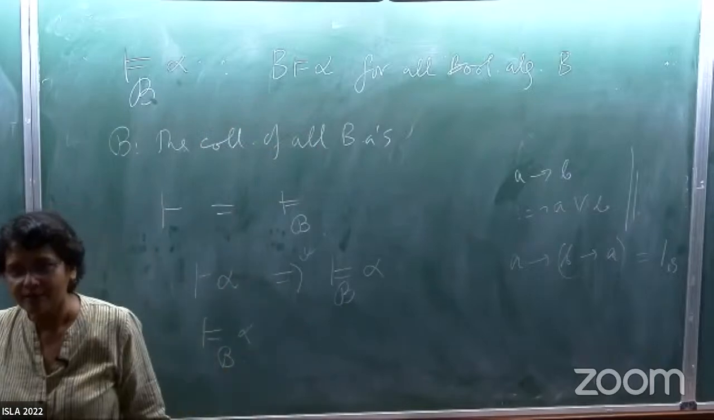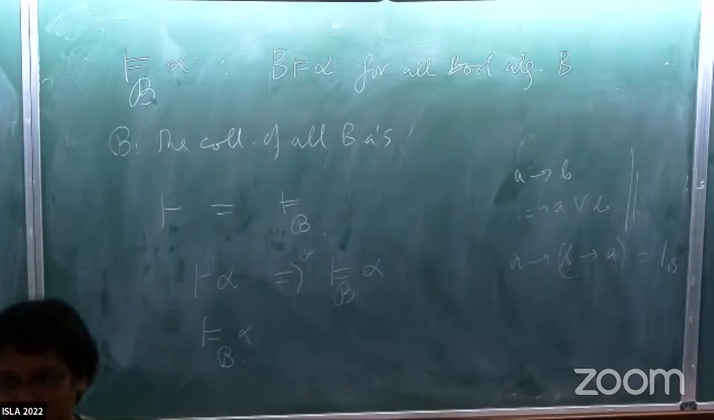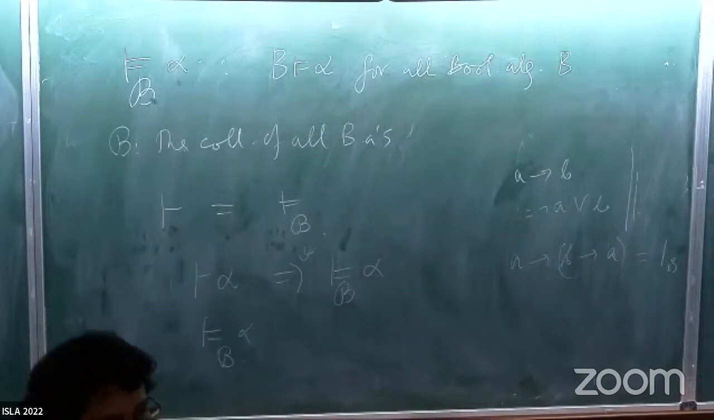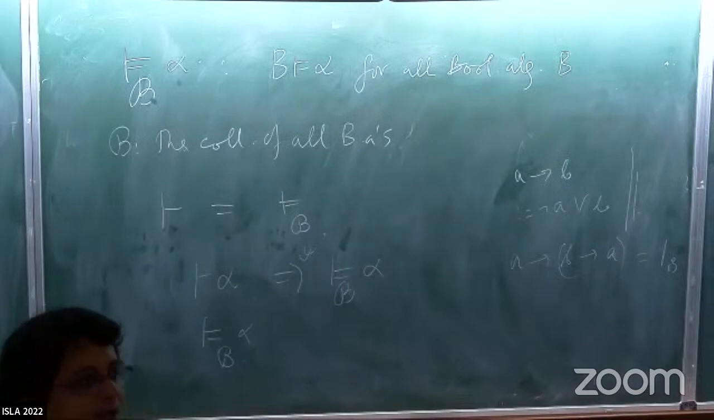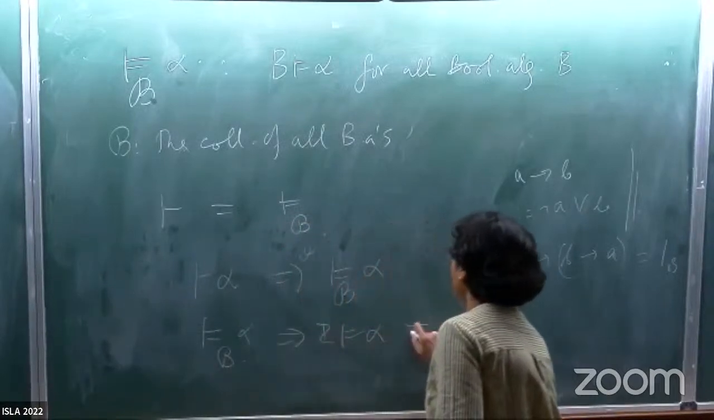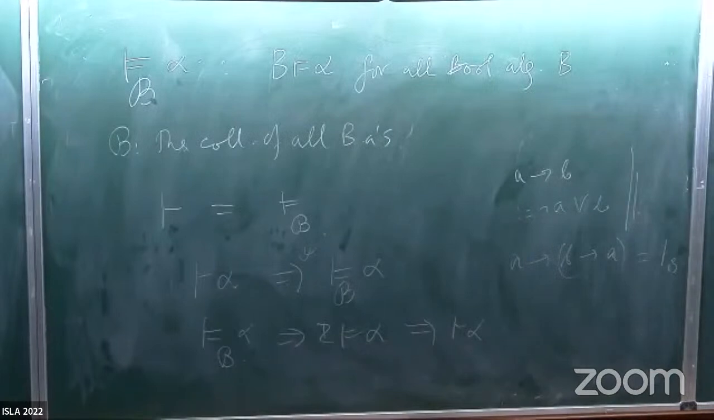In particular, in 2 it's true. But assuming that our old double turnstile is the same as single turnstile, that means 2 double turnstile alpha should mean this, but that will mean that, right? So that's where I will end.